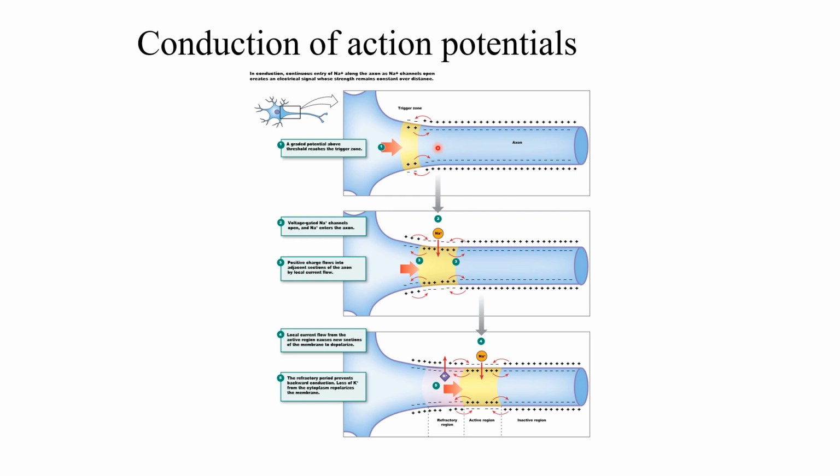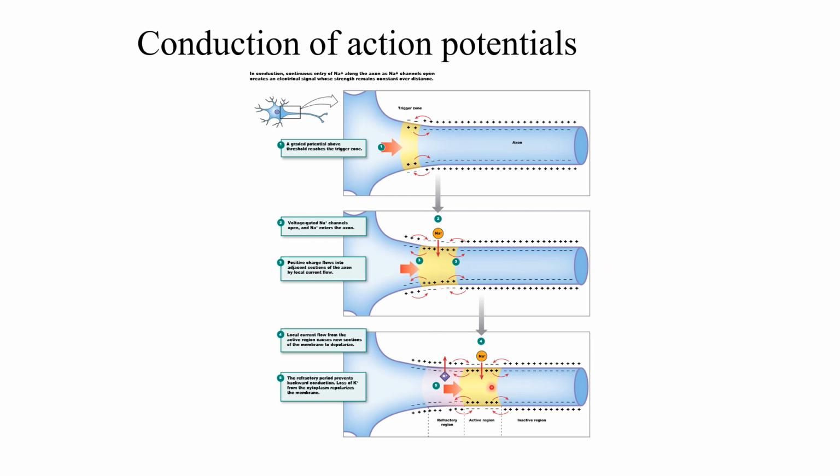direction. Now, why all or none? Because if the graded potential is not strong enough, then an action potential is not even going to take place. But once an action potential does get initiated, it will move in one direction to the axon terminals.